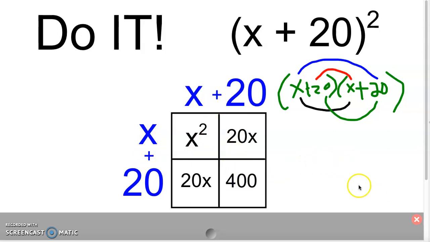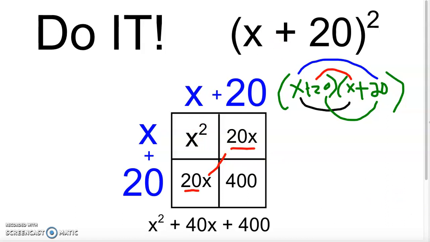400. The terms that we can combine are terms that are like each other. This is a squared term. There's no other squared, so those can't be combined. These two are the same type. They have an x in them, so they can be combined together. And then the 400 can't be combined. So when I write this in decreasing degree, I write the squared term, then the single term, and then no x's at all. So this becomes x squared plus 40x plus 400.